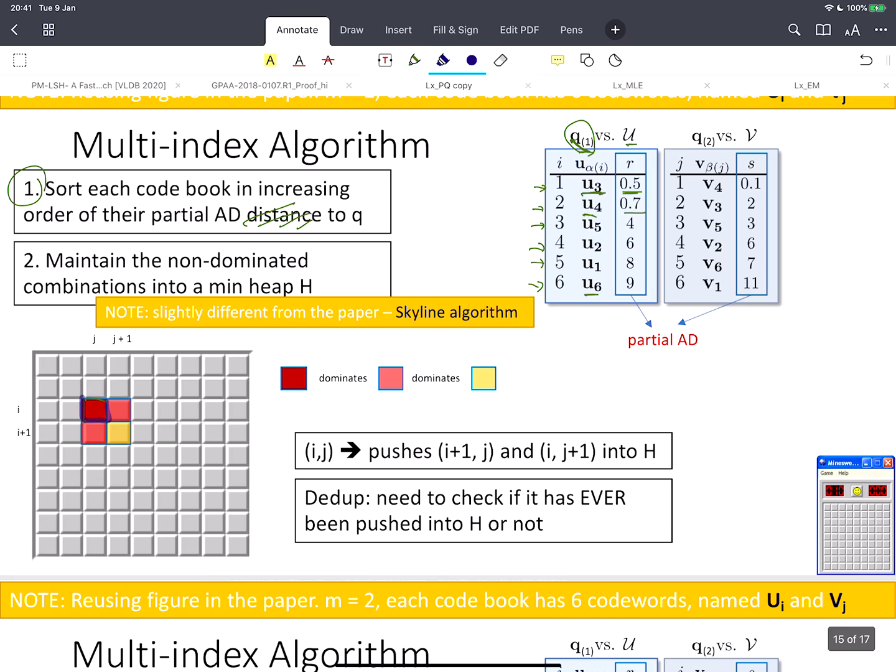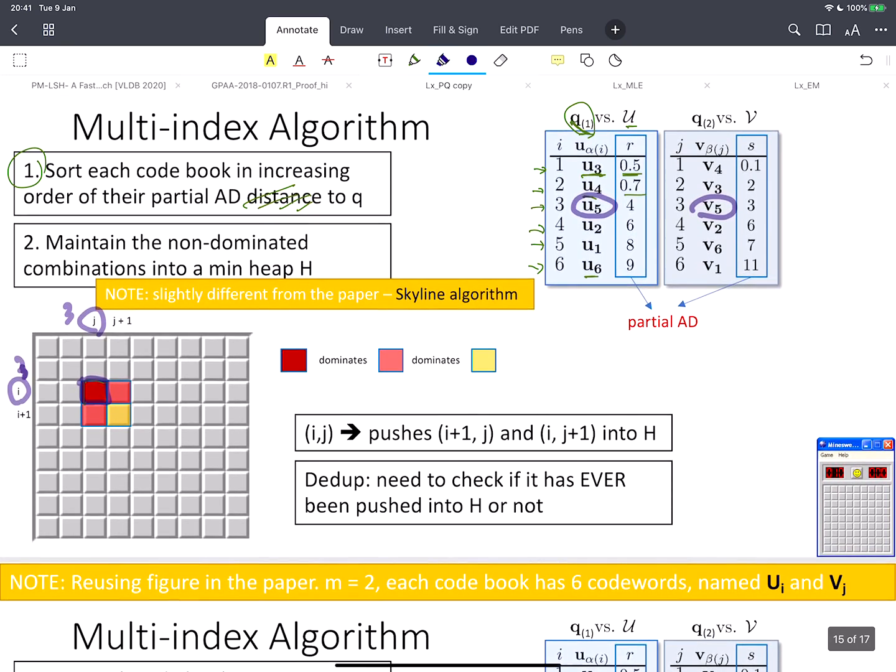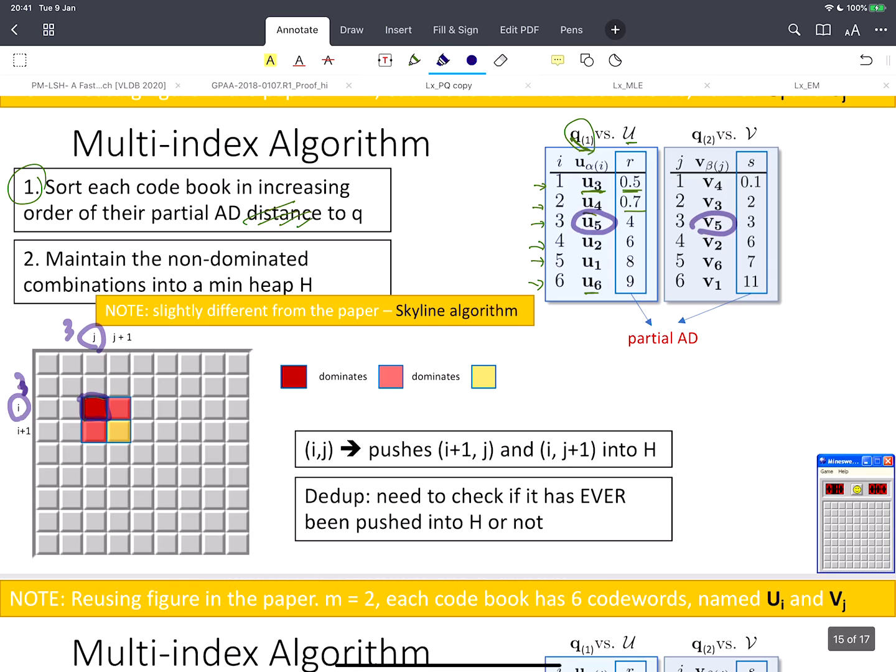Okay, this guy has the coordinates i and j. So let's say in this case i equals 3, j also equals 3. Right? So that's going to be u5 and v5. If you really want to figure out the high dimensional vector, you actually put u5 and v5 together. That's not necessary. Right? So we know that this is actually the darkest red cell.